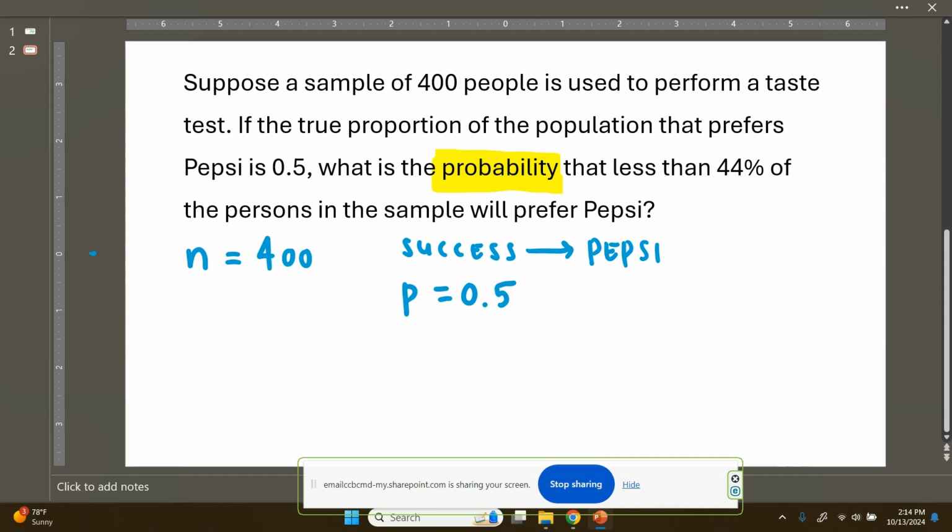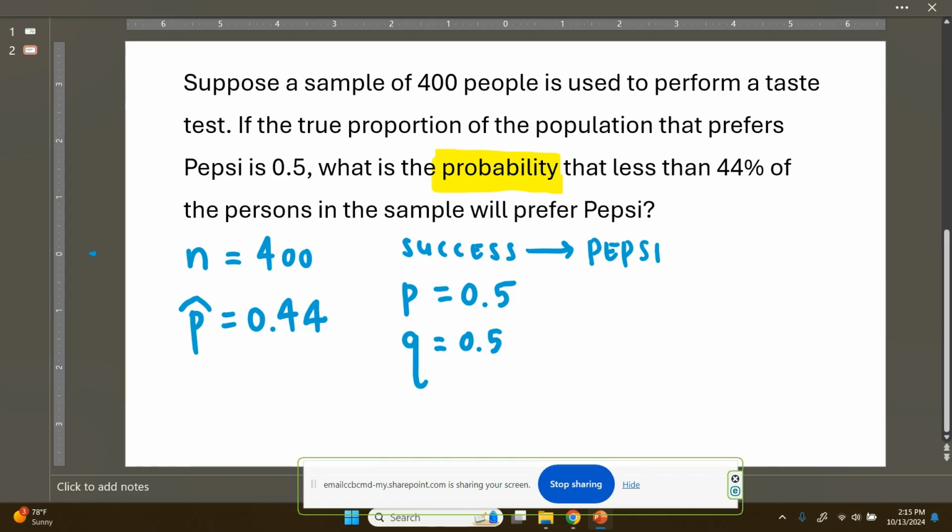Great. Now, if P is 0.5, Q is 0.5, right? So half prefer Pepsi, half of the population prefer something other than Pepsi. Okay, what is the probability that less than 44% of the persons in the sample will prefer Pepsi? That last bit of information in the last sentence, that 44% is P hat, because it says 44% of the persons in the sample. P hat is a sample proportion. And I'm just going to write it as a number between 0 and 1 because that's how my software will want it a little later in the video.